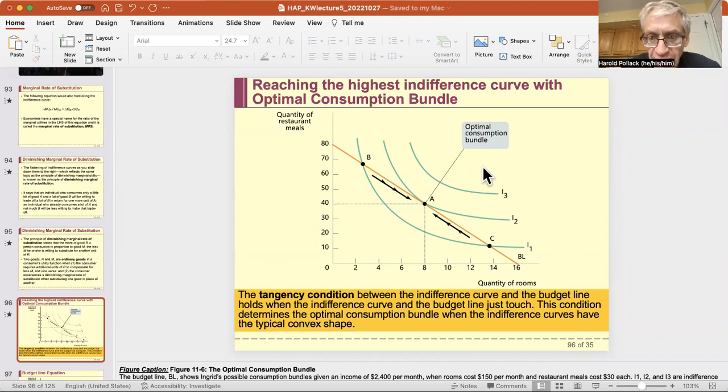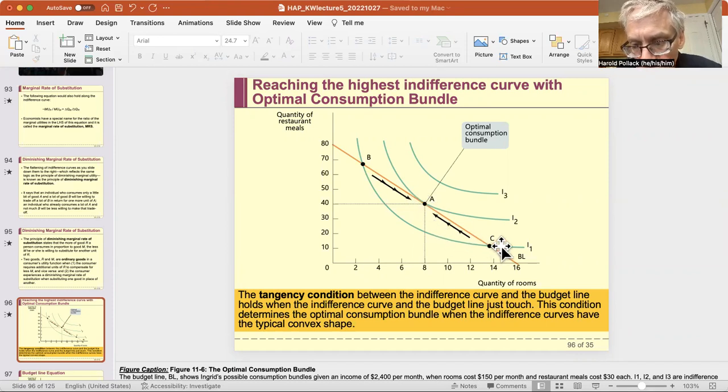Notice the way that kind of comes down and it just kisses that point right there. See? So I2 is the highest indifference curve I can reach. And if you think about what it means, that it just kisses that point, it basically says that the indifference curve is exactly parallel to that budget line right at that bliss point.